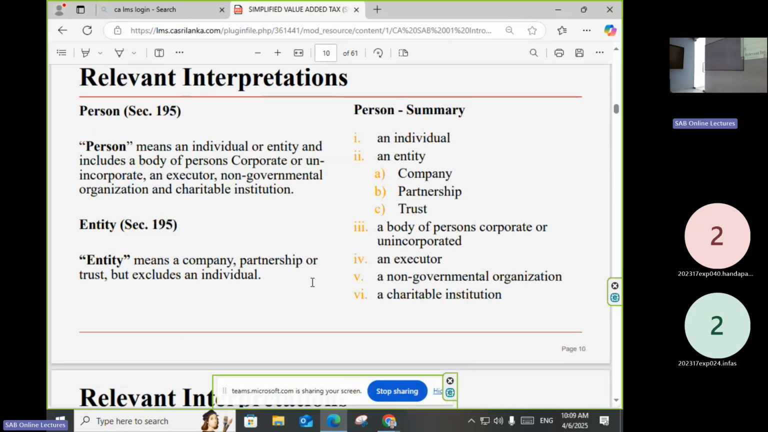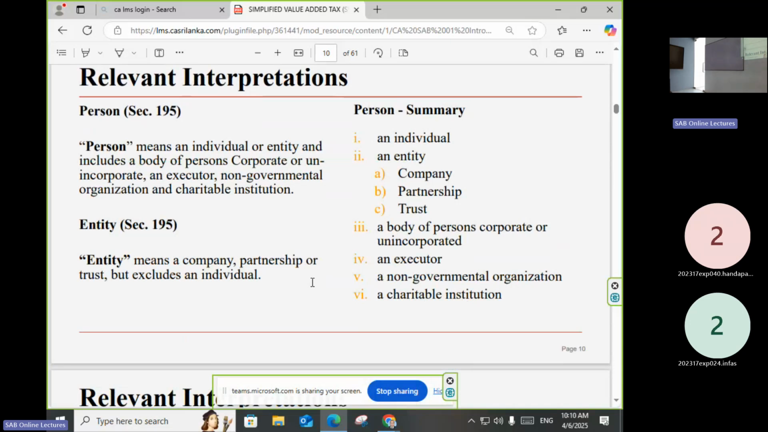So, summary: person means an individual or an entity. Entity has three: company, partnership or trust. Then a body of persons, corporate or unincorporated, an executor, a non-governmental organization, a charitable institution. That is the meaning of person. Individual you know, and now entity also you know.